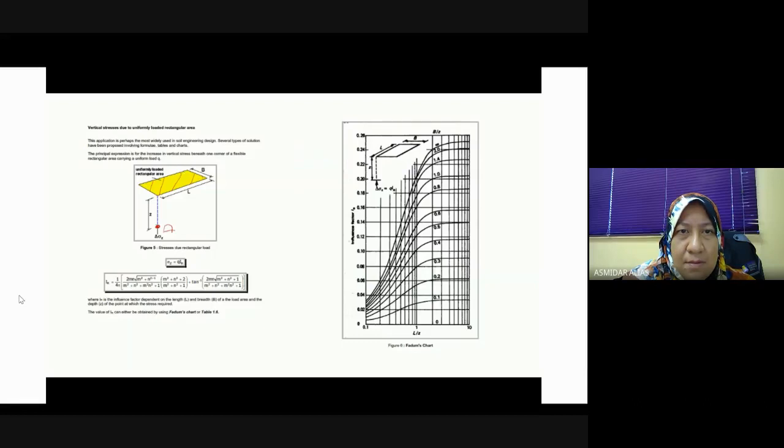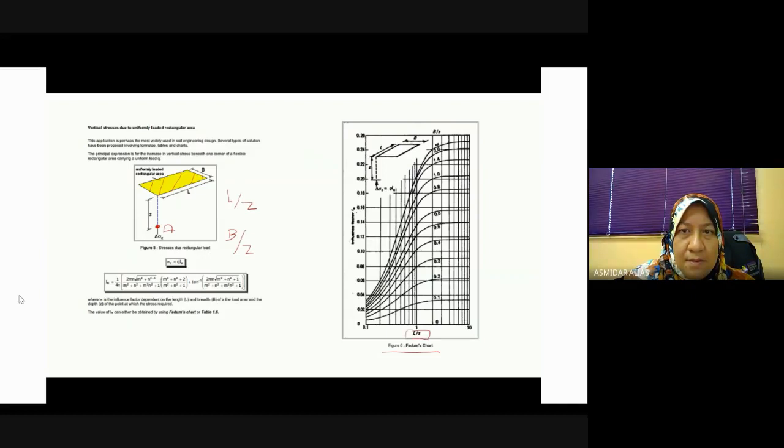So this is rectangular section. The point must be directly beneath any edge of your rectangular section. And then you need to have the parameter of L over Z and the parameter of B over Z. To find the influence factor for rectangular section, we are using Fadum chart. This is Fadum chart. Parameter is here, L over Z.